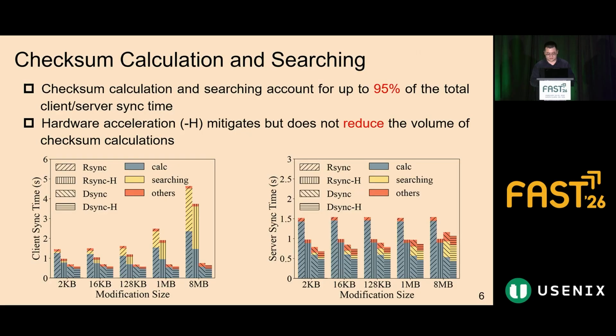We measured the time spent on different types of operations. We found that for a 100 megabyte micro benchmark file, checksum calculation and search, including hash table lookups, take up to 95% of the total sync time. To address this, we initially applied hardware acceleration utilizing vector instruction sets. But hardware acceleration helps, but it does not reduce the volume of checksum calculations.